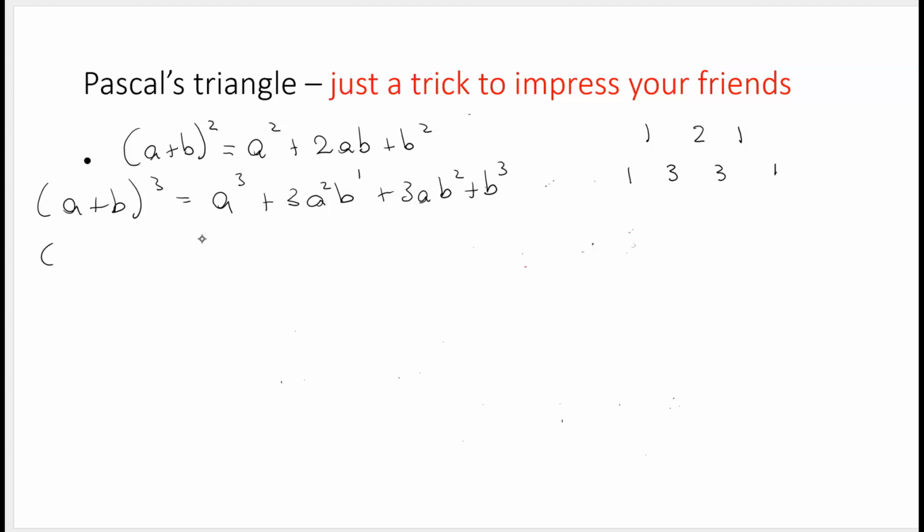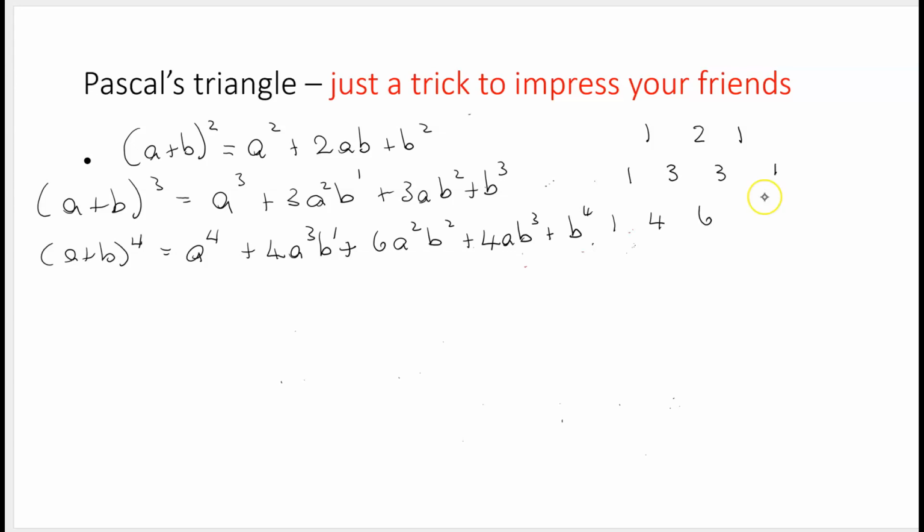Now to do (a plus b) to the power of 4. You might begin to see a pattern there when I now write out the coefficients again. And then 4, and then 1. And if I do one more, you should be able to pick up the pattern. I'm just going to have to write this a bit smaller so that I don't run out of space.